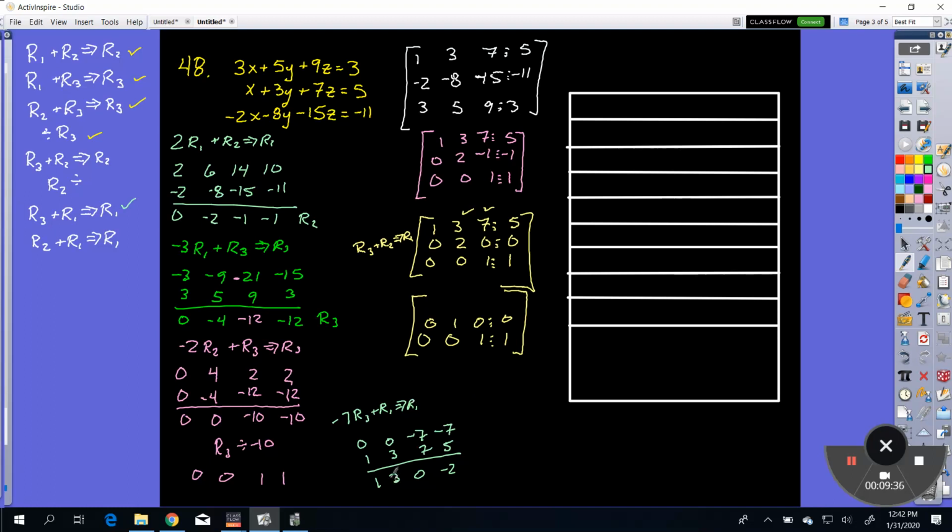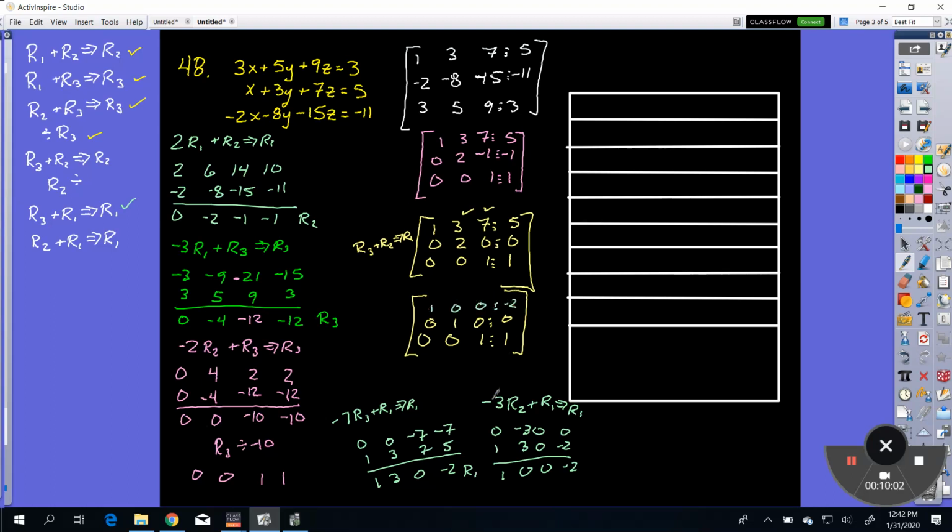I need this 3 to go away. So I'm going to go negative 3 times row 2 and add that to row 1. It's going to make my new row 1. So negative 3 times row 2 is 0, negative 3, 0, 0. Add that to my new row 1, which is this one, 1, 3, 0, negative 2. And that's 1, 0, 0, negative 2.